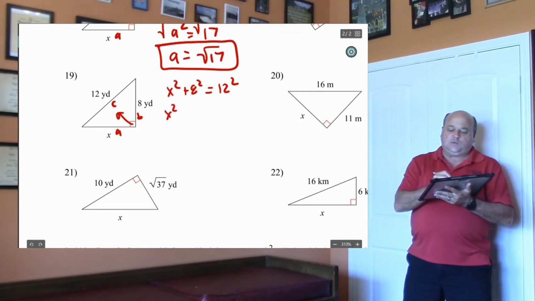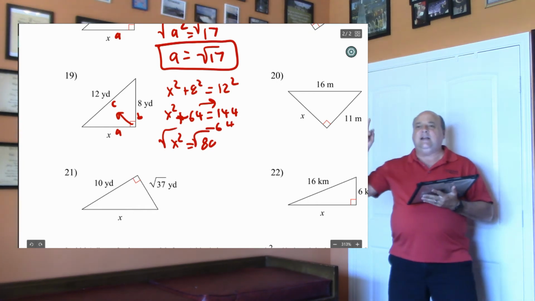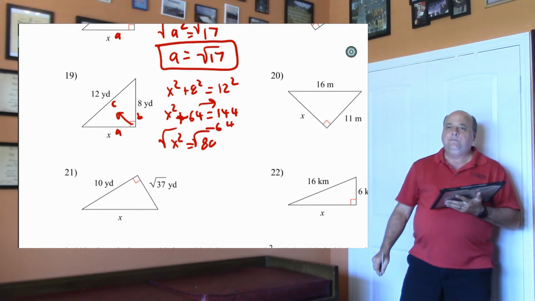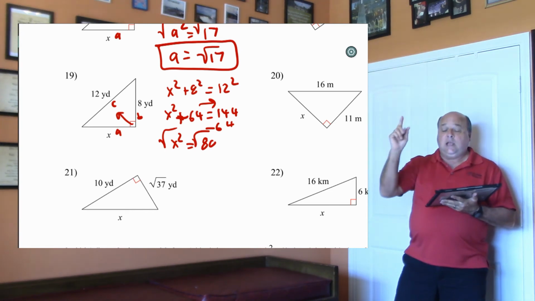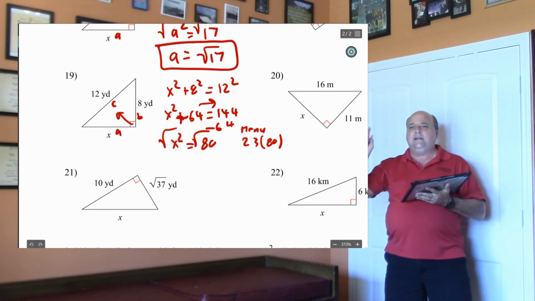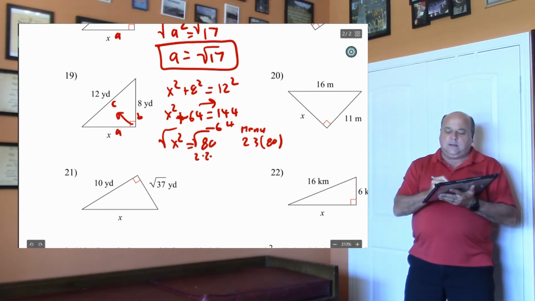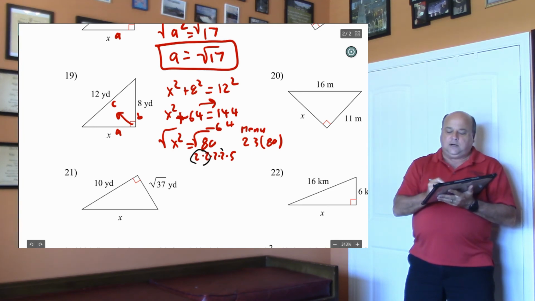Okay, so I'm going to have x squared plus 64 equals 144. Move over the 64. So I'm going to get x squared equals 80. Now then I'm going to square root, and I've got to simplify the square root of 80. Okay, if you have that piece of paper, the square root of 80 is simplified for you. If you don't, you have to hit menu 2, 3, and 80, right? You're going to hit menu 2, 3, type in 80, and it's going to be 2 times 2 times 2 times 5. Okay, so remember, you circle your pairs, don't you?